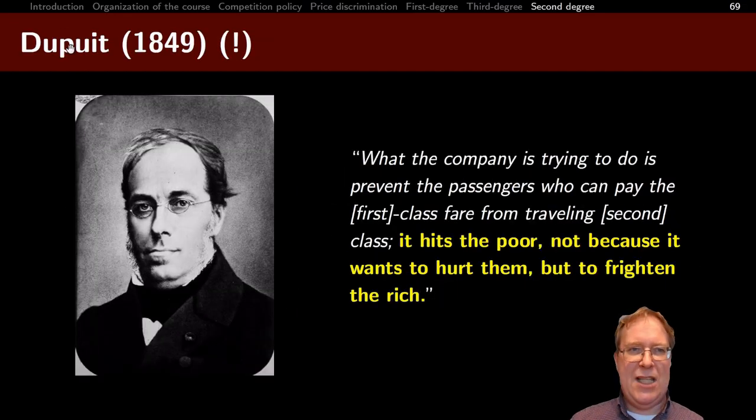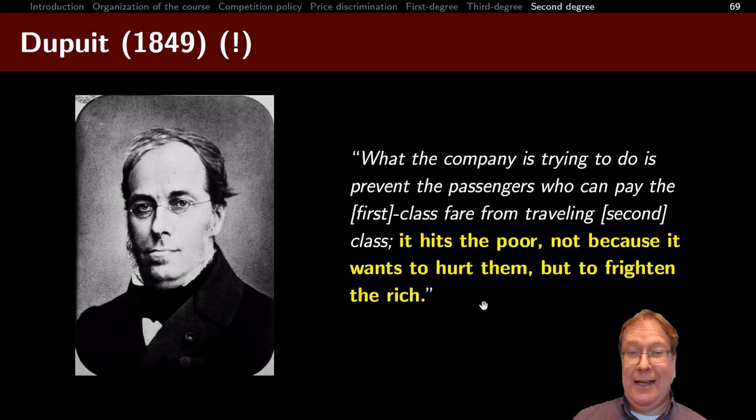So this whole analysis dates back to Dupuy, a French railroad economist in 1849 already. And he did this analysis purely verbal without any math whatsoever. But his main conclusion, which is a very neat quote, is that, well, what the railroad company is trying to do is to prevent the passengers who can pay first class from traveling second class. It hits the poor. The poor are now worse off. They get lower quality, although the surplus is zero. Not because it wants to hurt them, but to frighten the rich, right?